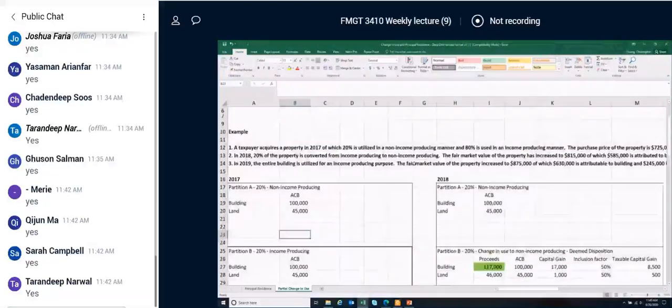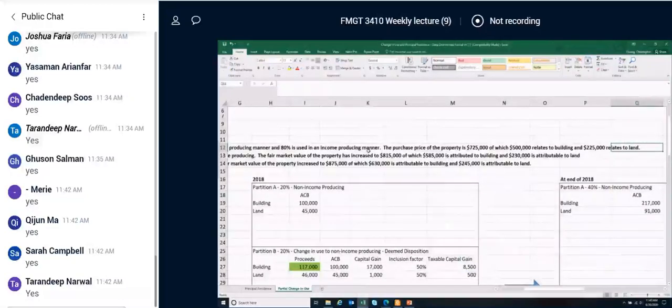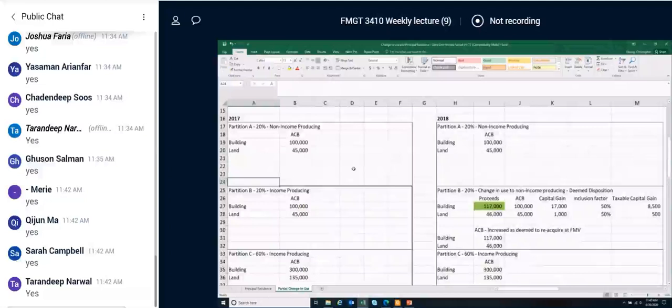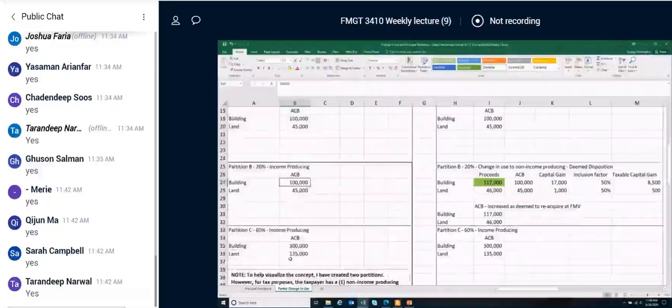So again, we said at the beginning, purchase price $725,000: $500,000 relating to building, $225,000 relating to land. We've taken the 500 and segregated it into its portions. So 20% is 100,000, 20% is 100,000, 60% is 300,000. The $500,000 has been subdivided between these three portions. Same thing for your land: 225 was the cost, 45 here, 45 here, 135 here.